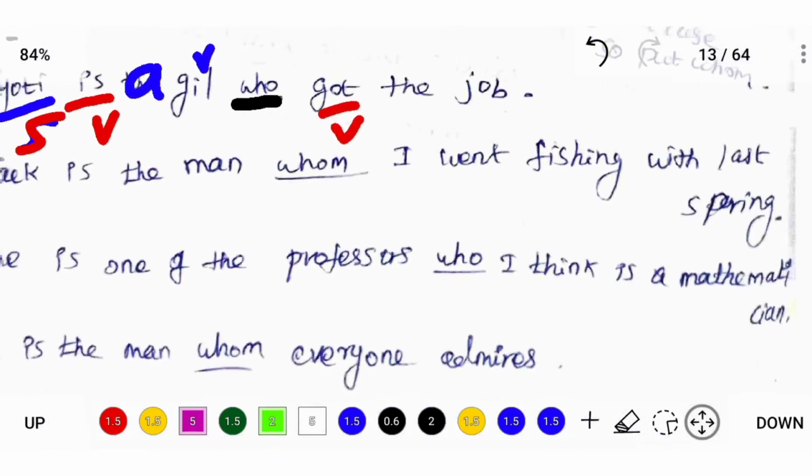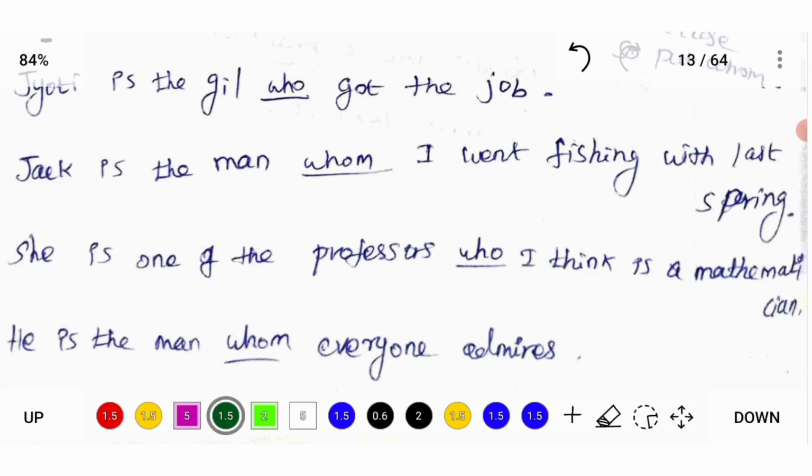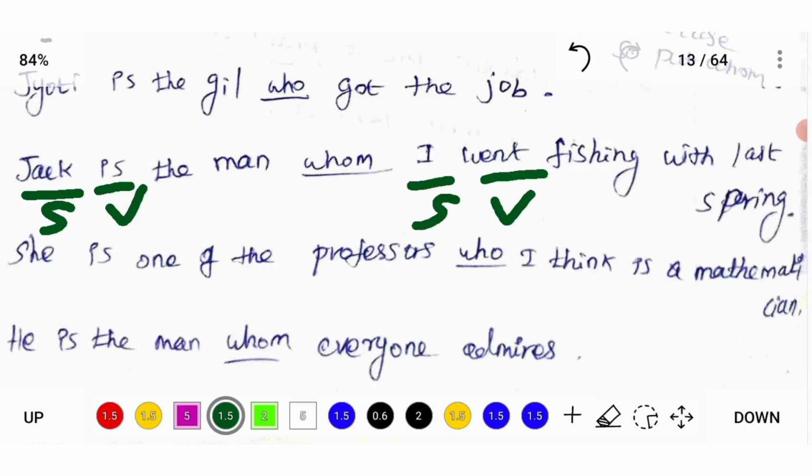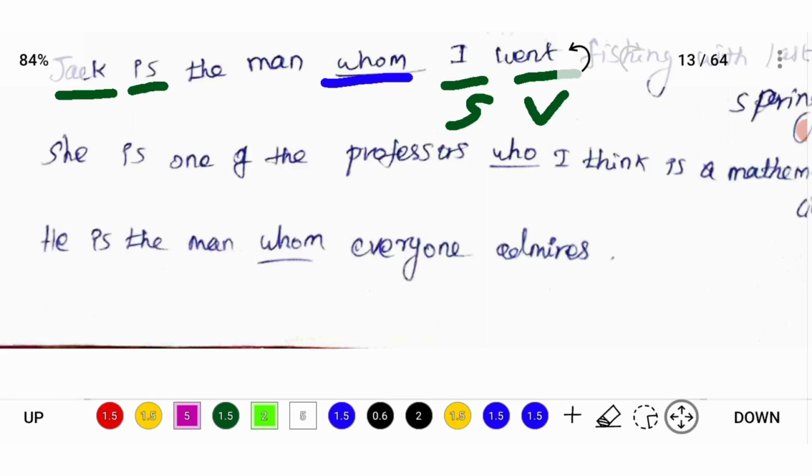See the next example. Jack is the man whom I went fishing with last spring. Jack, subject, is, verb. I, subject, went, verb. Here we need the objective case pronoun because in the sentence both subject and verb counts are equal. So we choose the objective case pronoun here, whom.